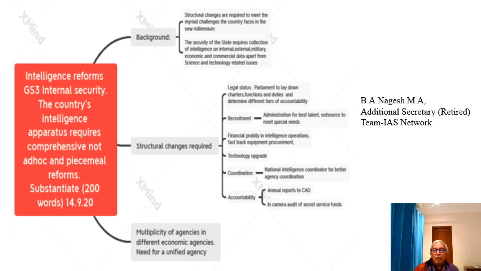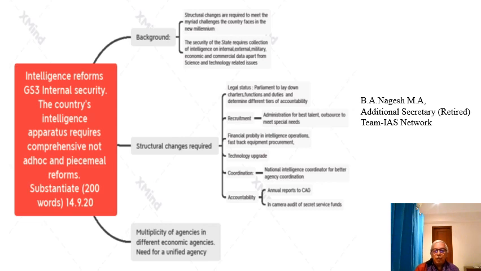Most important would be, as I said, multiple intelligence agencies, whether connecting to security or the economy. So we have many intelligence agencies running at cross purposes. Would it not be better if all these are coordinated by a national intelligence coordinator, just like how we have the National Security Advisor? Why can't we have a post of national intelligence coordinator, so that there will be better agency coordination, and all these agencies, whether in the economic aspect or the military aspect or whatever it is, share the intelligence outputs with the national intelligence coordinator.